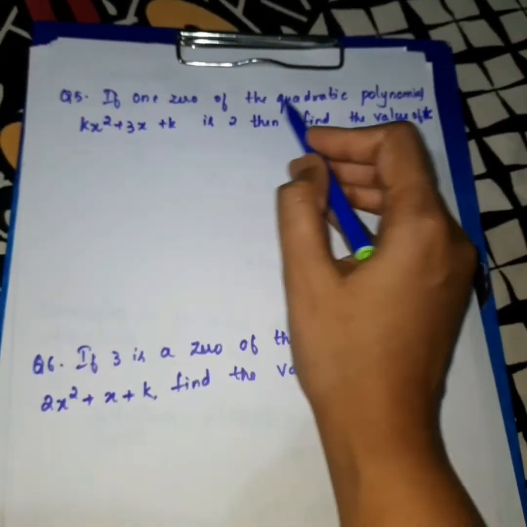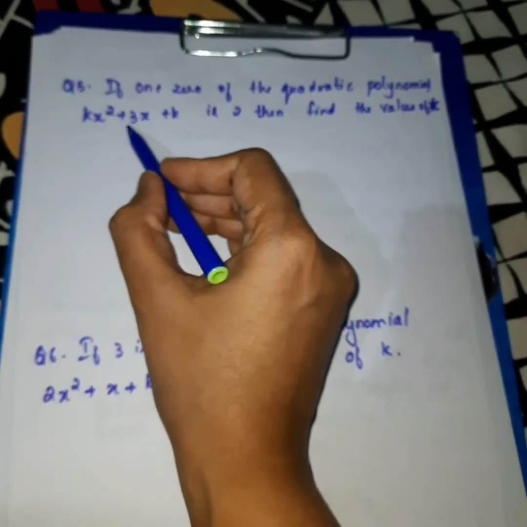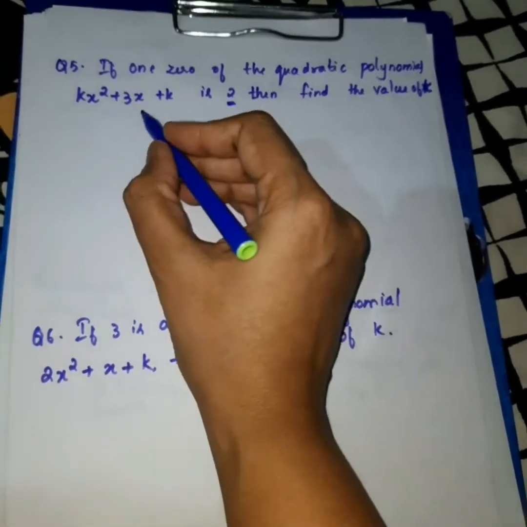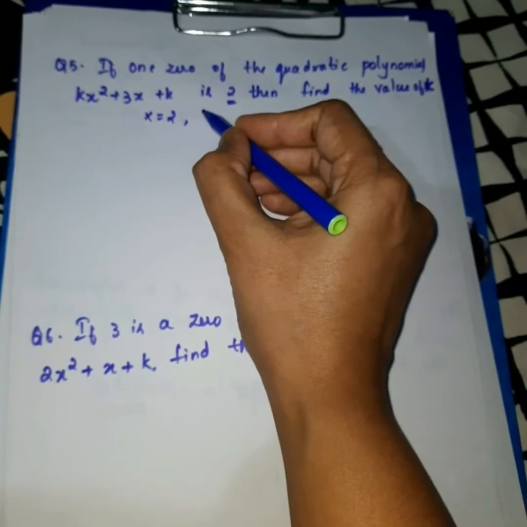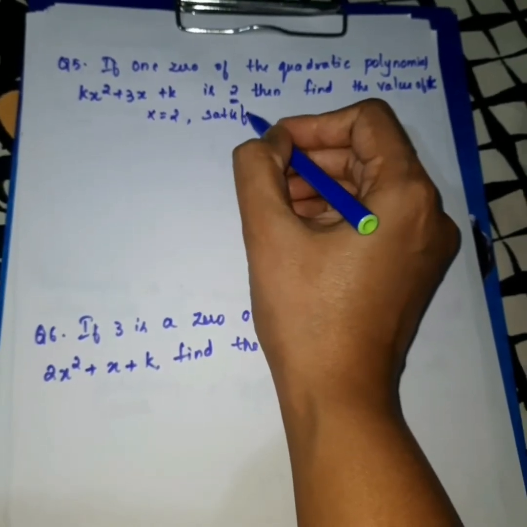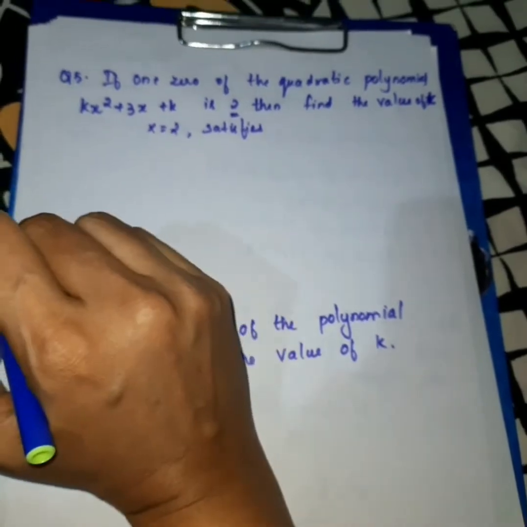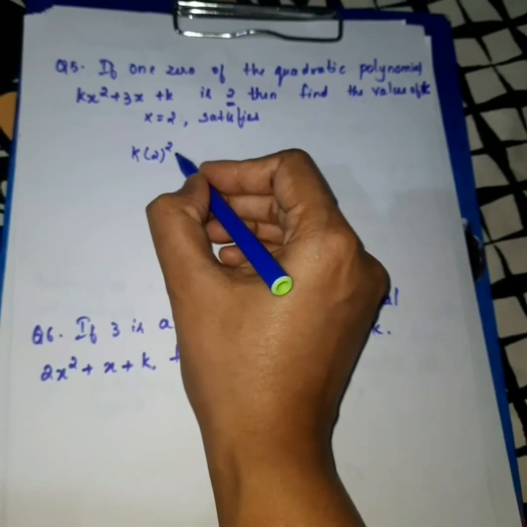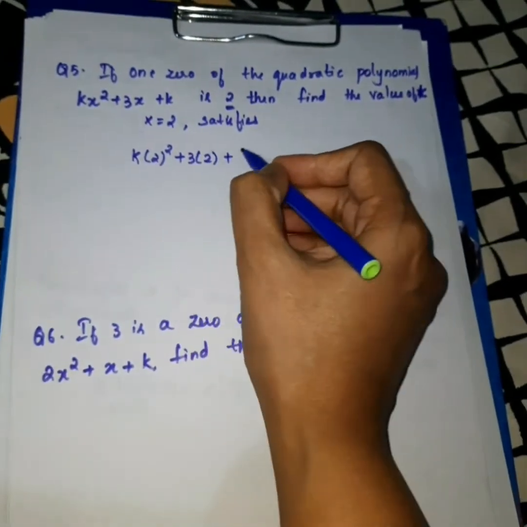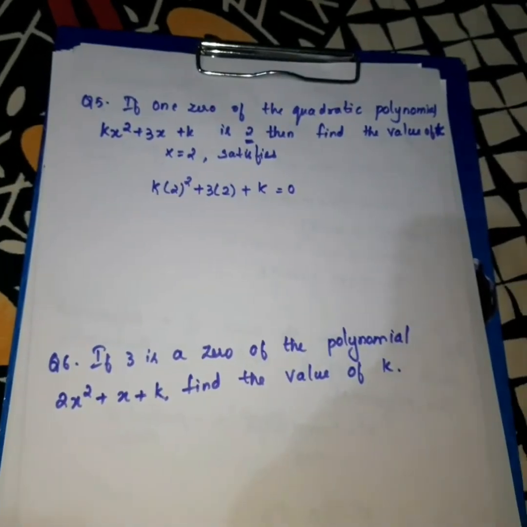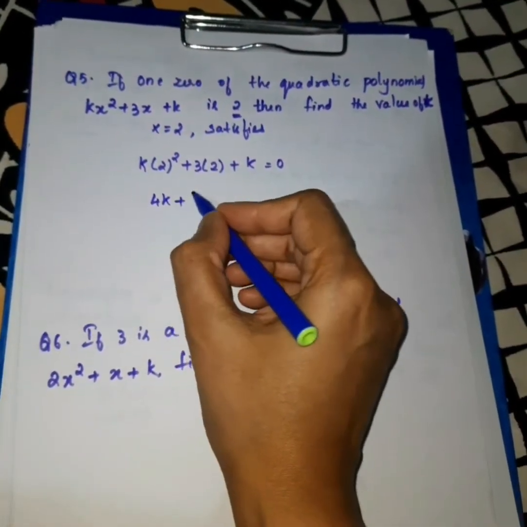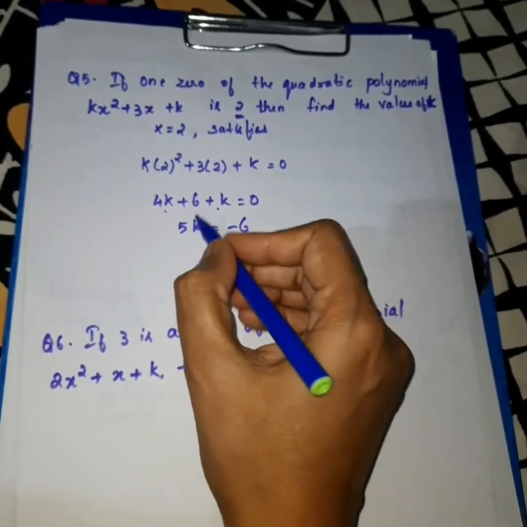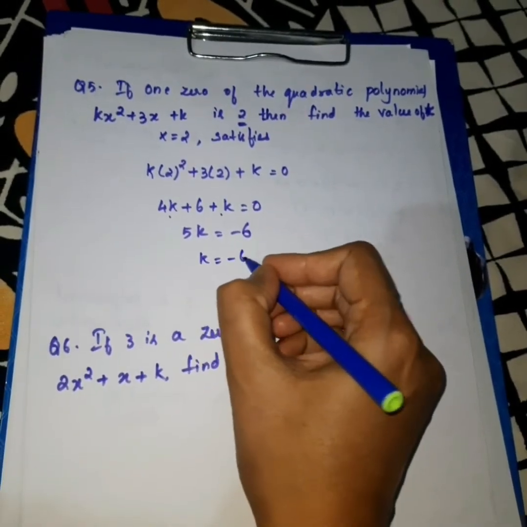Next, question 5, if one of the zeros of the quadratic polynomial kx squared plus 3x plus k is 2, then find the value of k. So one of the zeros is given as 2. That clearly shows it's a factor, so x equals 2 satisfies the given polynomial kx squared plus 3x plus k. By substituting the value of x as 2, we can get the value of k. So 4k plus 6 plus k equals 0. That's going to be 5k equals minus 6. As it goes to the other side, k equals minus 6 by 5.